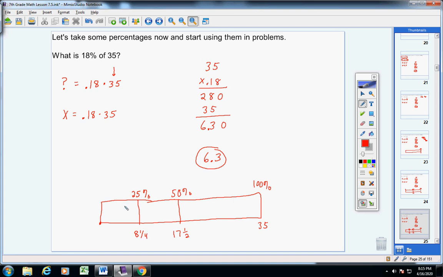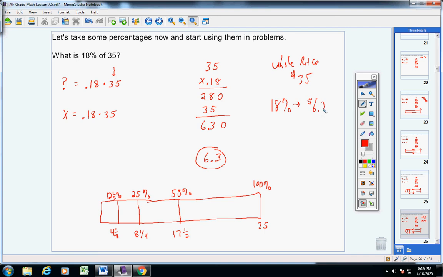Okay? Now, let's take this square here, or this rectangle, and let's cut it in half. So right here from 0 to 25, half of that's going to be about 12.5%. And then from 0 to here, if you cut 8 1/4, you're going to get 4 1/8. Okay? So, Mr. Garrett, why'd you do all of this? To show you that your answer makes sense. Remember, the whole price was how much? 35. So 18% was how much?